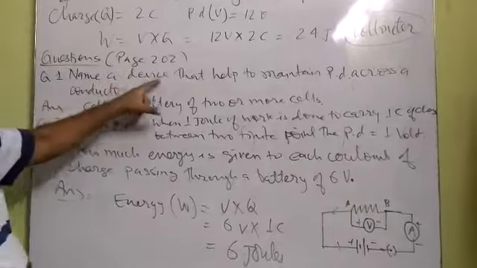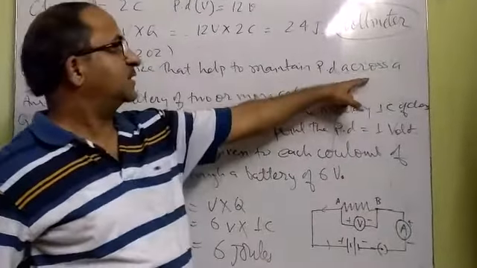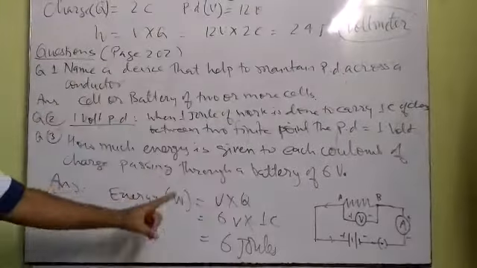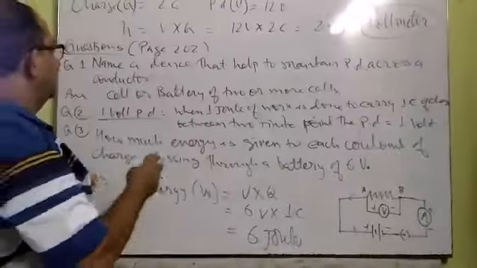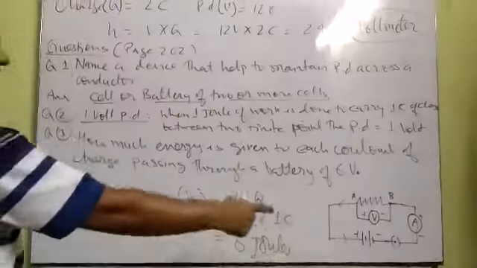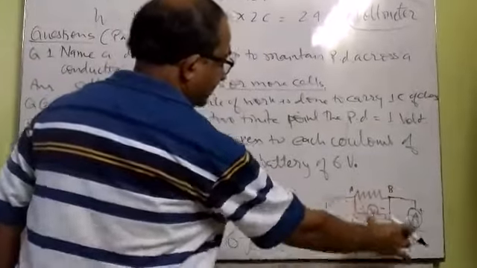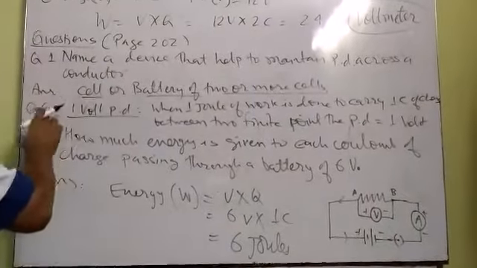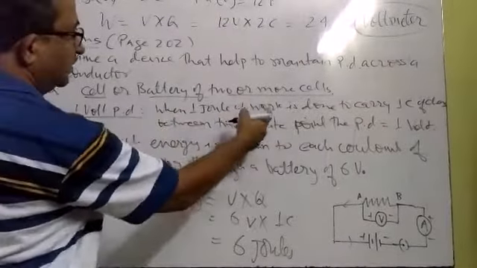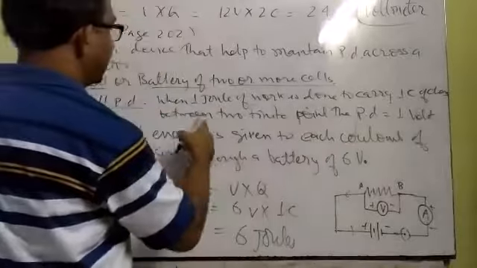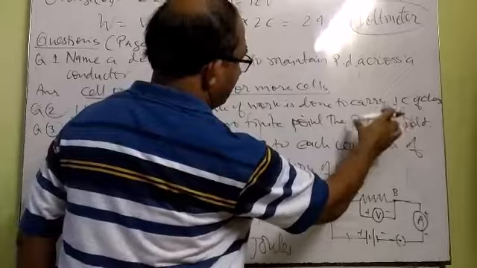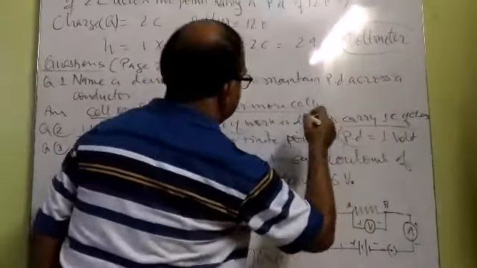First question: name a device that helps to maintain the potential difference across a conductor. We have just discussed that a battery or cell, a single cell or a battery of 2 or more cells, maintains the potential difference across the endpoints of a device. Now the second question: 1 volt. We have already defined 1 volt. When 1 joule of work is done to carry 1 coulomb of charge between any two given points, then the potential difference across these 2 points is equal to 1 volt.